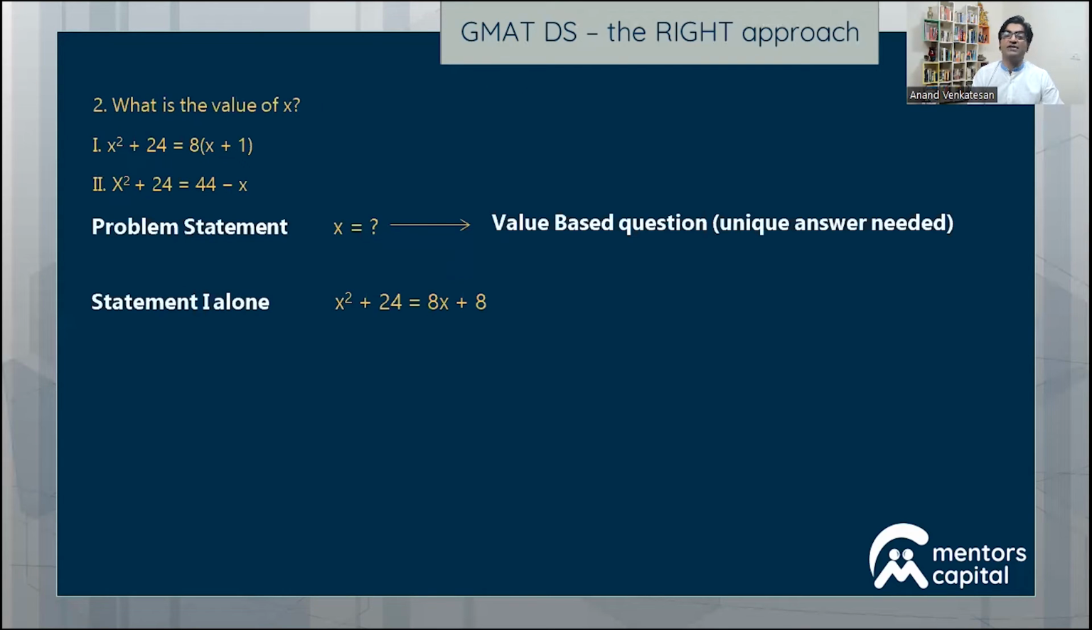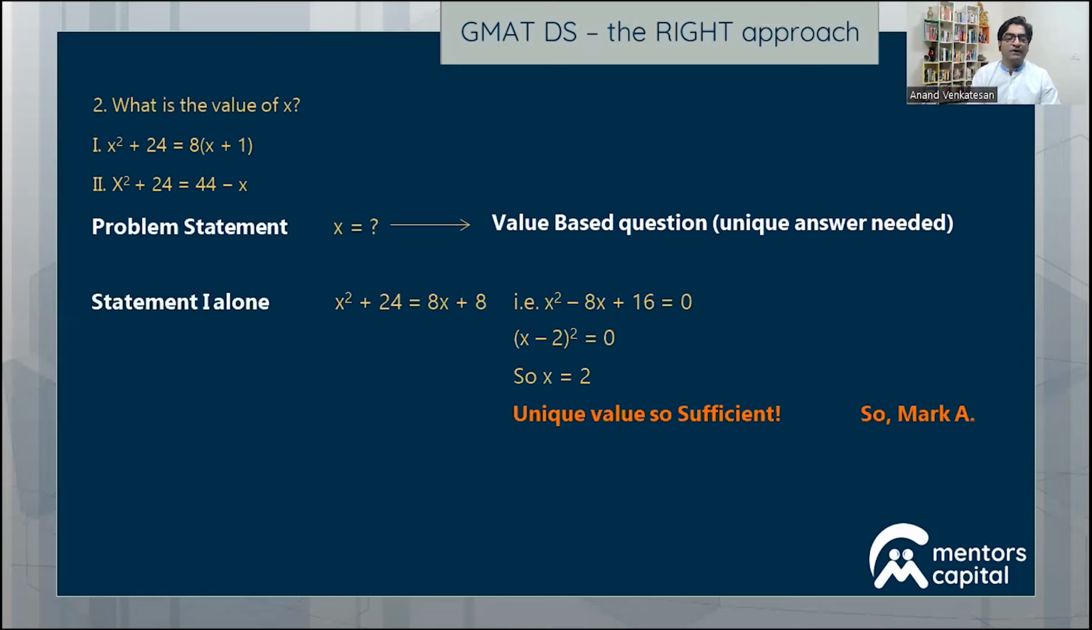Here, if I solve the first statement alone, x squared plus 24 equal to 8x plus 8, right? Simple to solve it, x squared minus 8x plus 16 equals 0, which basically is x minus 2 the whole square. And since it's a perfect square, there is only one value of x that I get, which is 2. And since I get a unique answer, I'll say this statement is indeed sufficient. What is the value of x? X is 2.